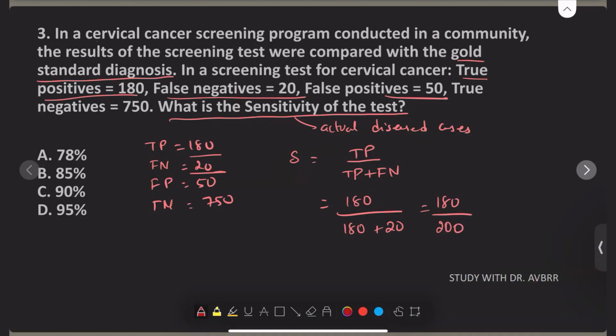And here's the catch. In the options they are given in percentages, right? So in percentages means we need to get the answer in percentage. So we multiply it with 100 to get the answer in percentage. So don't get confused. I just wrote it for your clearance, okay? For your understanding. 90. So the answer is 90.